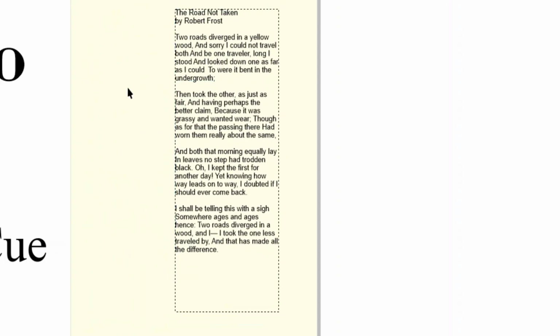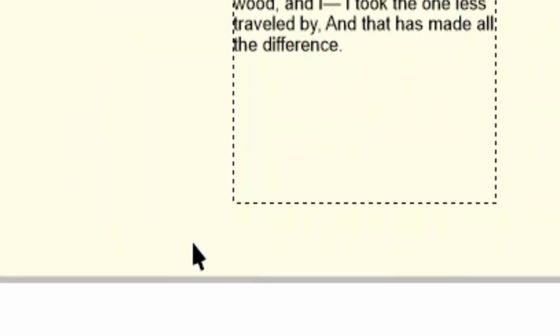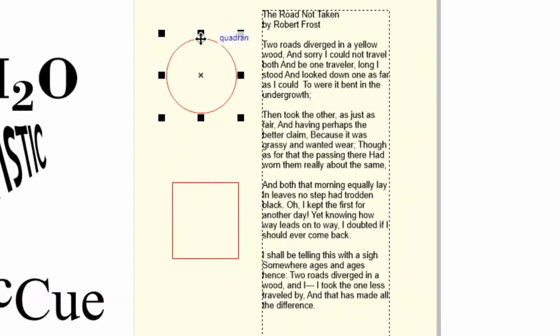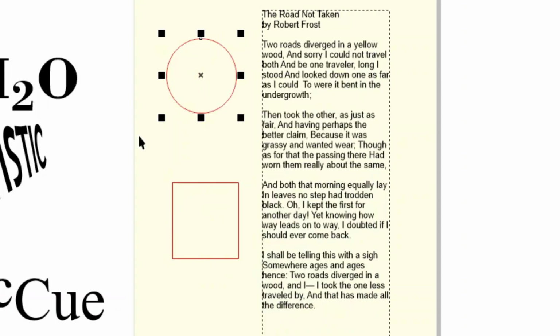All right, if I have an object, just like you would have in a newspaper, that I want this text to wrap around, let's do a circle. Let's do a square, or a rectangle, if you will, that might represent some sort of graphic in a newsprint. What I want to do is right-click on these objects and say Wrap Paragraph Text. Again, it's on the object, not the text. And again, right-click, come down and left-click on Wrap Paragraph Text.